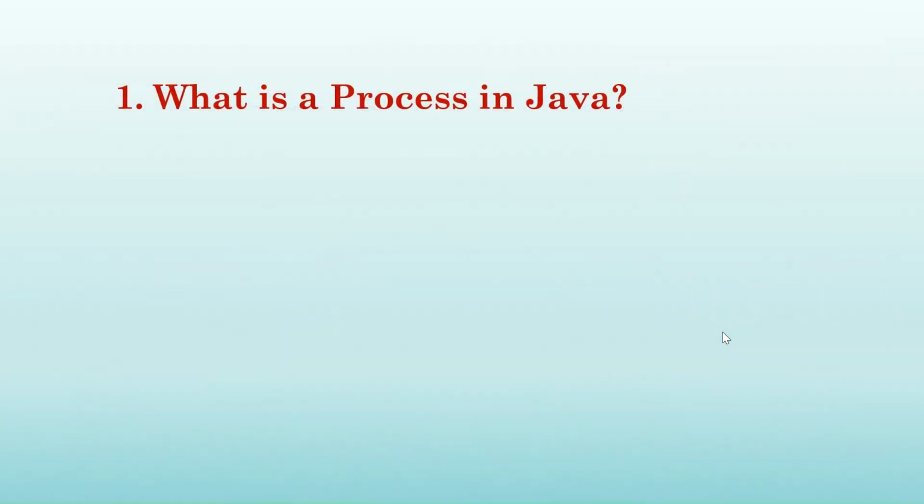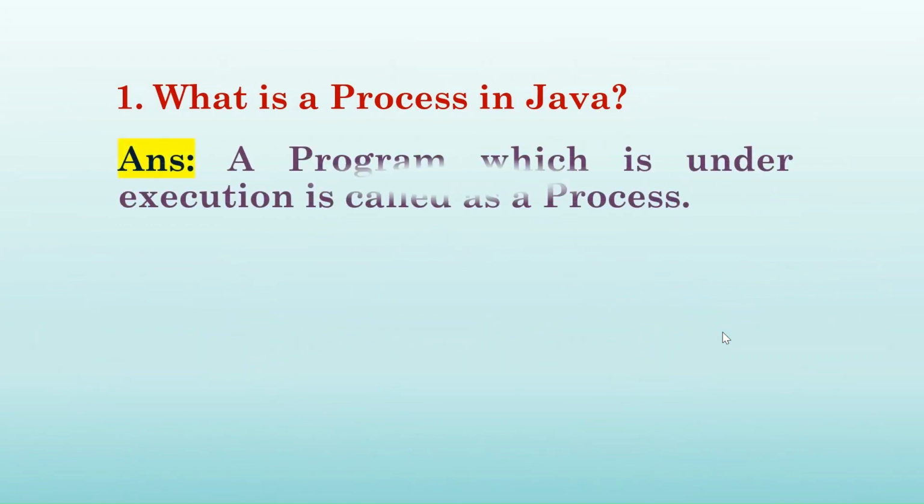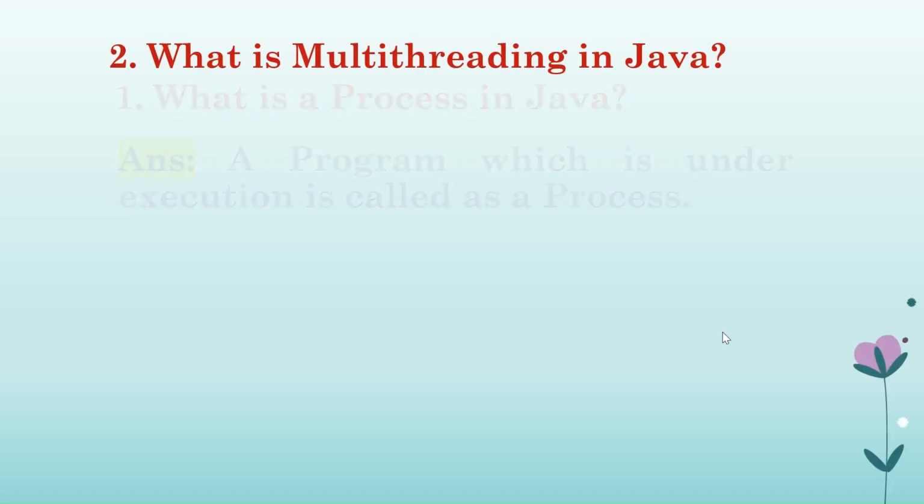What is a process in Java? A program which is under execution is called a process. The program is nothing but the source code that we write, and then we interpret it and we get the final output. The intermediate stage the program goes through, the execution stage, is called a process.